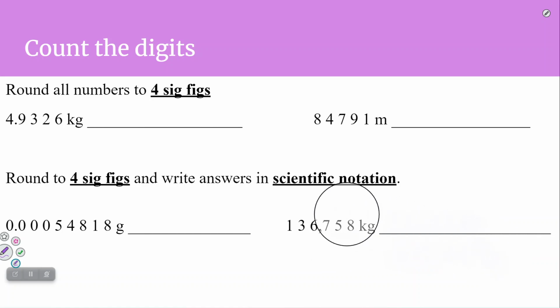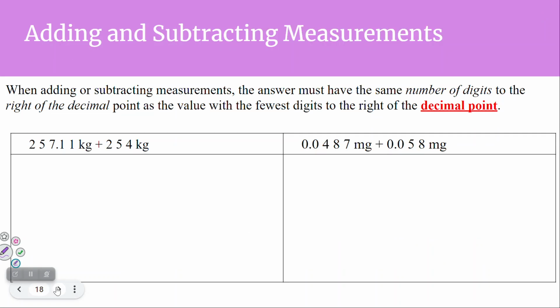Okay, so moving on, what if we were doing measurements, right? Or we have our measurements and then we have to do some math. How do we round our answers to make sure that our reported measurements are not any more precise than our least precise measurements?